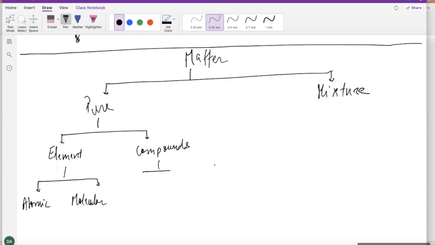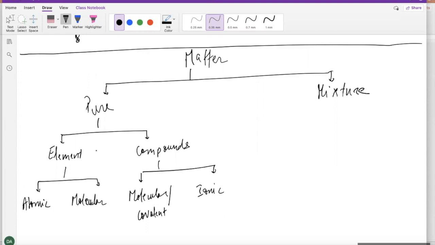Now compounds are also two types. They can be molecular again. Do you see? You can have molecular compound. You can also have molecular element. So you must always make sure to specify that you have molecular element or molecular compound. Then you have ionic compound. Now, guys, molecular is also called covalent, so they are also called covalent compounds. Okay. Now, let's go back to elements and compounds.